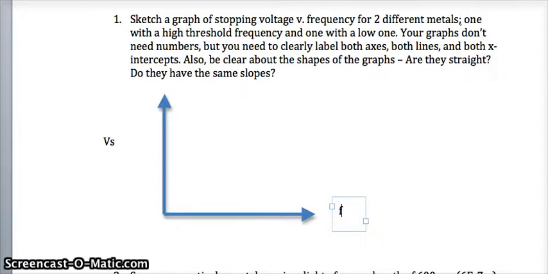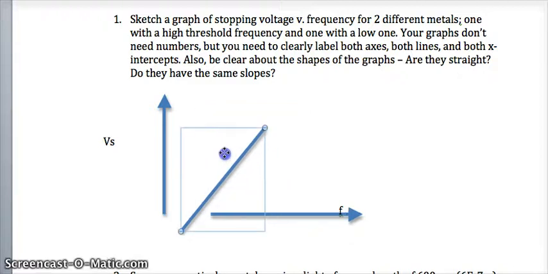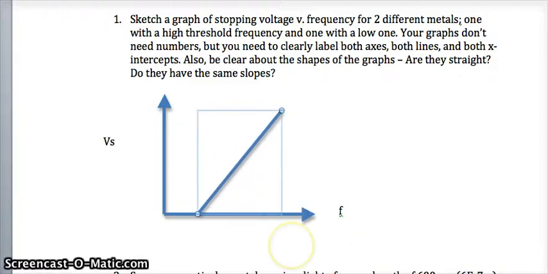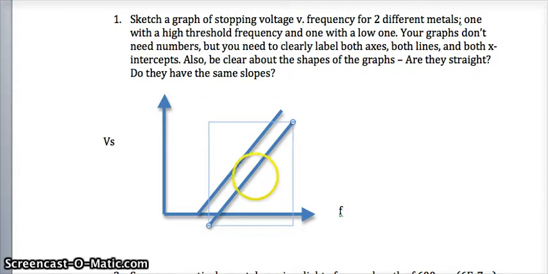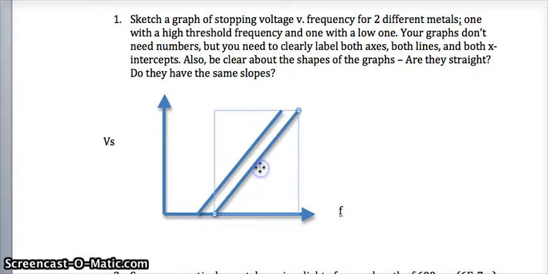Now both of the lines will be straight lines. The one with the low stopping voltage, with a low threshold frequency, should be here. That one has a low threshold frequency because you can see that the frequency value is lower. That is to say, it's closer to zero. There's the one with the high threshold frequency. For both of them, it doesn't take any voltage to stop the current from flowing at the threshold frequency.